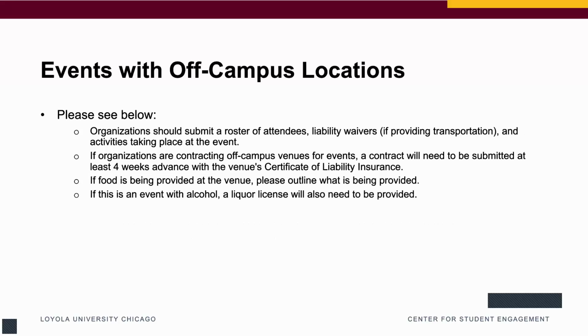When it comes to events with off-campus locations, any organization that has an event with an off-campus location should submit a roster of attendees, liability waivers if you're providing transportation, and the activities that are taking place at the event. If you are contracting off-campus venues for the event, you will need to submit a contract at least 4 weeks in advance with the venue certificate of liability insurance. If food is being provided at the venue, please outline what is being provided. And if this is an event with alcohol, a liquor license will also need to be provided in addition to the contract and certificate of liability insurance, as well as additional documentation.